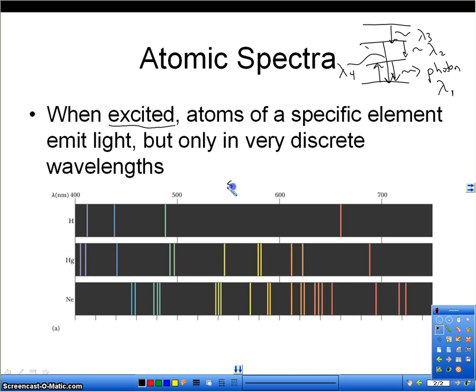So if you looked through a machine called a spectroscope, which I imagine you've seen before, and if not, we'll see in class tomorrow, you would actually see very discrete colors of light corresponding to the various wavelengths that are given off by the different jumps between the energy levels. And that is something that is unique for each element. So hydrogen has very specific wavelengths. This one's mercury, that has very specific wavelengths. Neon has very specific wavelengths. So each one of these elements has very specific wavelengths given off by the jumps in the energy levels for that particular element.